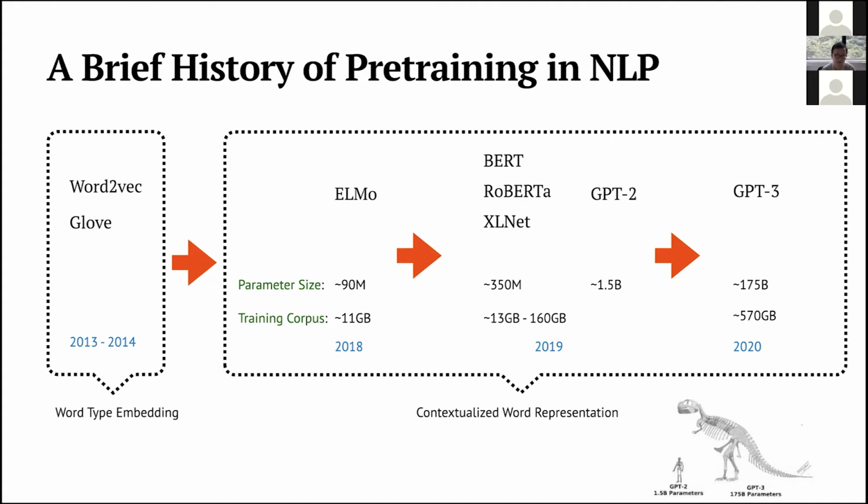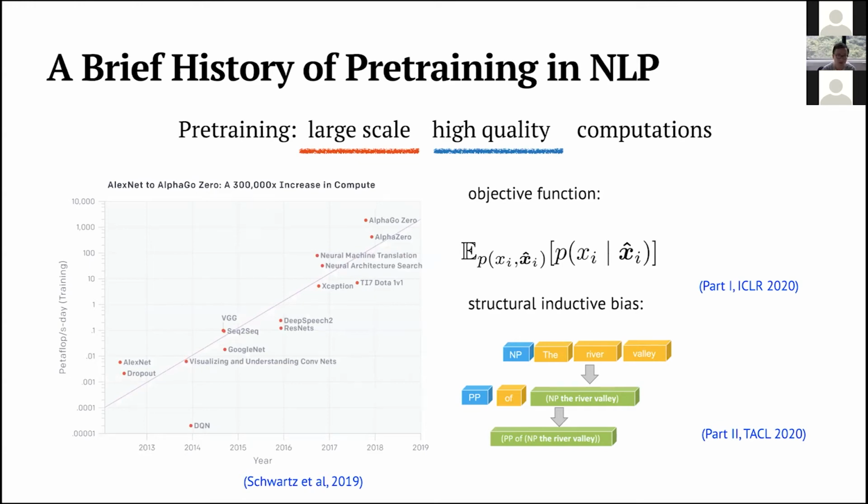I have a small figure downside. GPT-3 is probably a dinosaur-sized model. If you look at GPT-2, it is only 1.5 billion parameters. The training corpus has also grown a lot. 11 gigabytes is the starting point, and we now reach 570 gigabytes. This is after very large-scale preprocessing from even larger language corpora. So this is exponential growth. The lesson we learned from there is the usefulness of large-scale training. Large-scale computation is really, really useful.